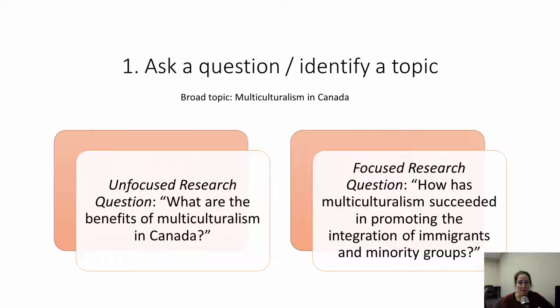You could definitely find sources on that, but it's so broad that you're going to struggle when you actually need to write a 10-page paper. A focused research question would be something like, how has multiculturalism succeeded in promoting the integration of immigrants and minority groups? That's much more directional, so you'll have something carved out to write about.